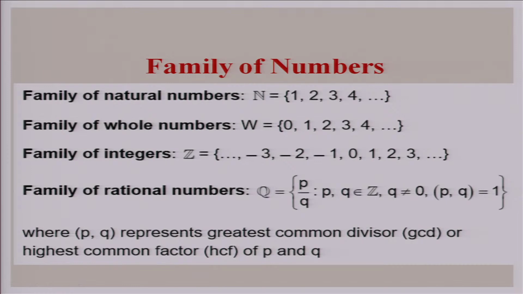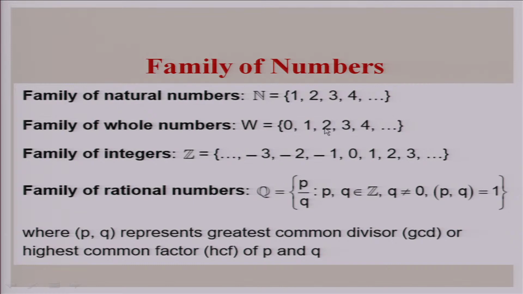Suppose there are 10 tables in a room, then you count 1, 2, 3 and so on up to 10. So these numbers are also used for counting. That's why these numbers are also known as counting numbers or natural numbers. When we write this set in curly braces, this is a set, and the set of natural numbers is denoted by the symbol N.